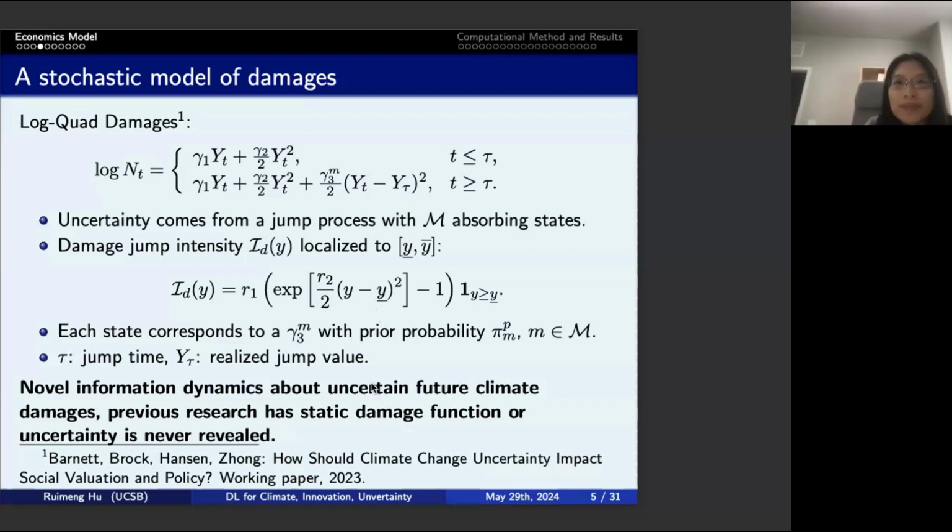Well, thanks for the question. Okay, so then notation-wise, we say this tau is the jump time, and then Y_tau is the realized jump value. So then this piecewise function is actually continuous.